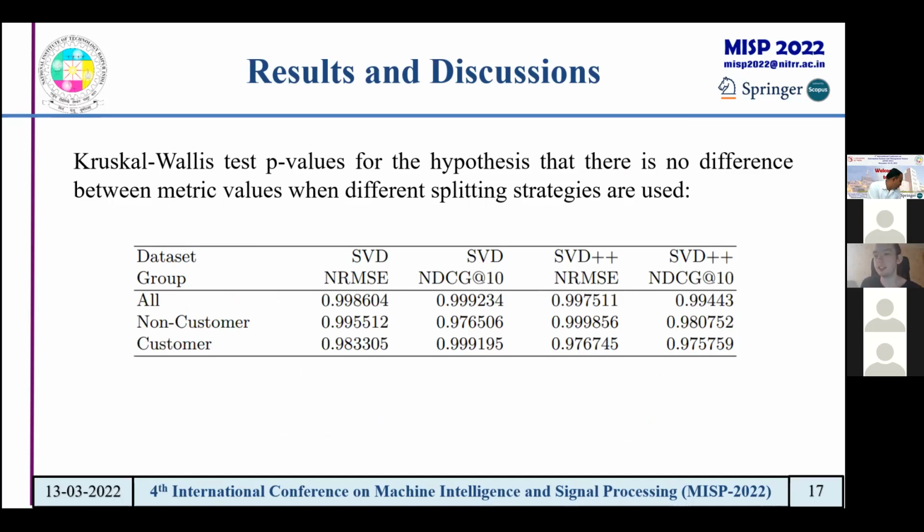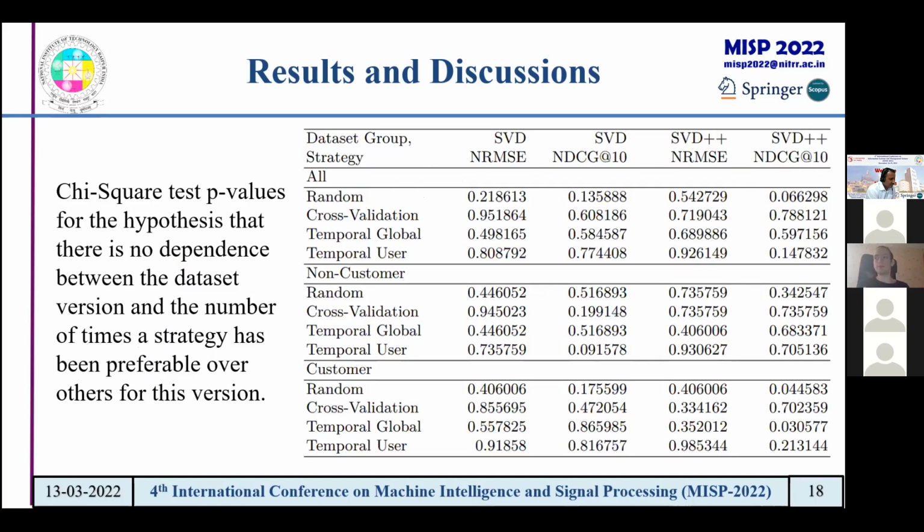these assumptions statistically. This table shows p-values given for the Kruskal-Wallis test for the hypothesis that there is no dependence between metric values and which splitting strategy is used. Almost all p-values are high, so the null hypothesis is accepted in all cases. What about the chi-square test for the dependency between dataset version and the optimal strategy choice? According to the grouping, we've got 48 p-values. Only 4 of them are lower than 0.1, while other ones are also too high to reject the null hypothesis.